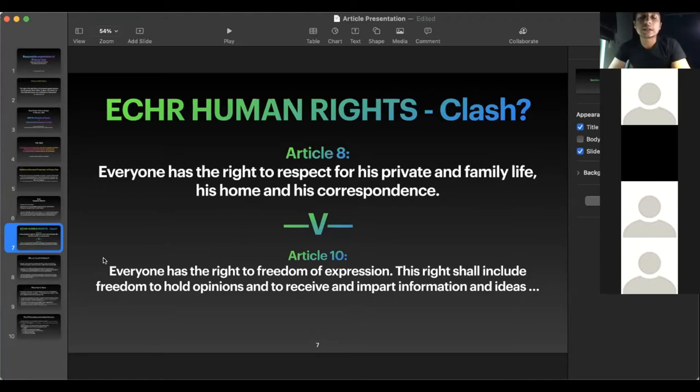So obviously, the claimant would argue that their Article 8 right has been breached, because they have the right to respect for their private and family life, and that has been breached. And the defendant would argue then that they were exercising their freedom of expression. And the defendant will almost in all cases, as I've said, be a news outlet of some kind, a media outlet.